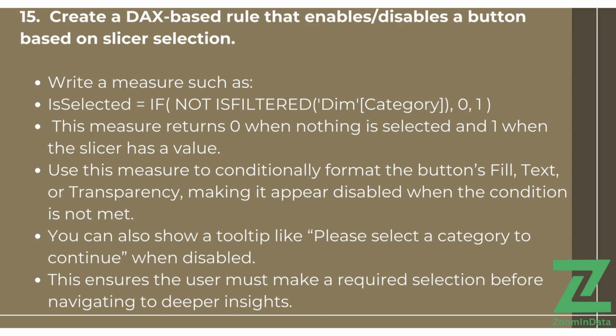on slicer selection? You begin by writing a measure that checks whether the slicer has a selected value. For example, is selected equals if the slicer field is not filtered, then return 0, otherwise return 1. This measure returns 0 when nothing is selected and returns 1 when the user chooses a value in the slicer. Next, you use this measure inside conditional formatting for the button's fill, text, or transparency. When the measure returns 0, the button will look disabled. When the measure returns 1, the button appears enabled.